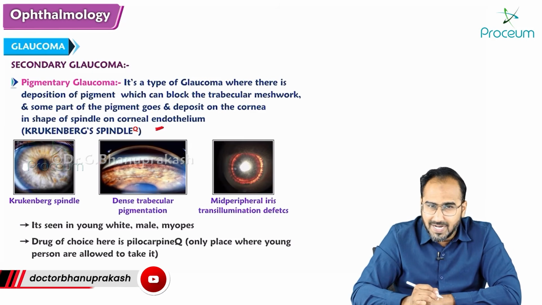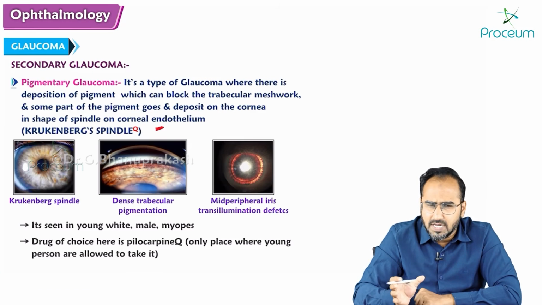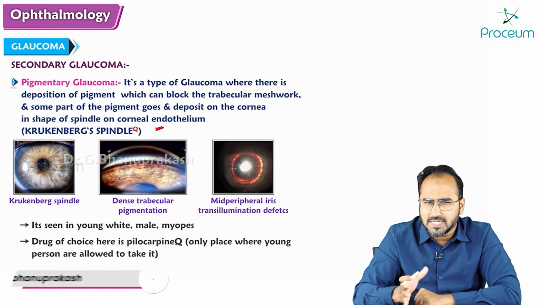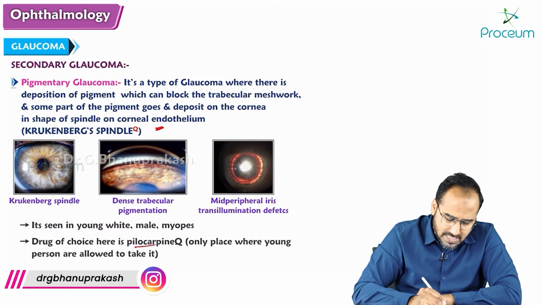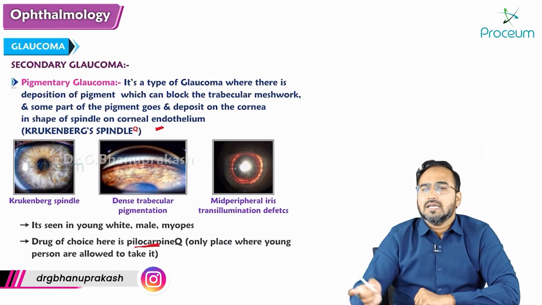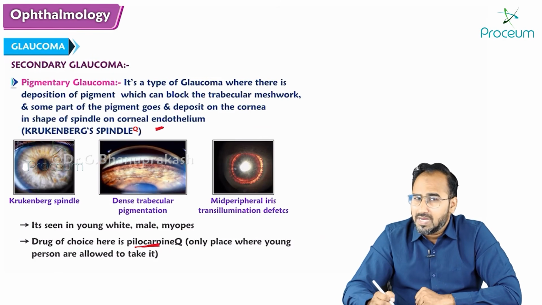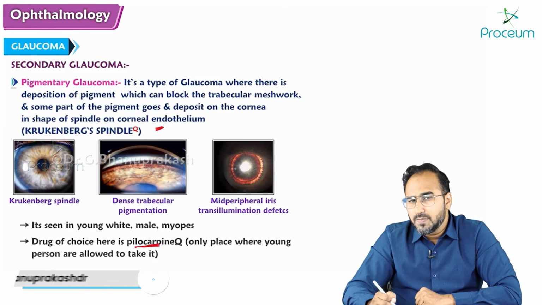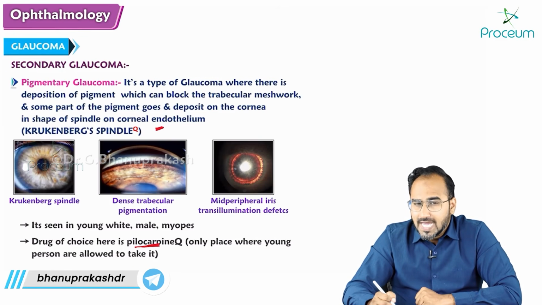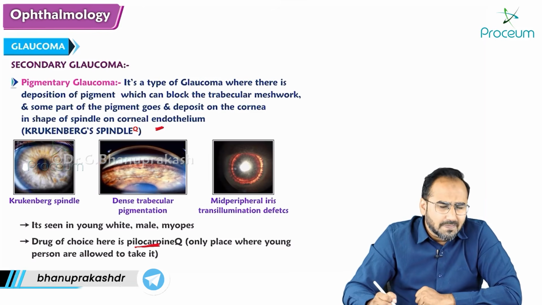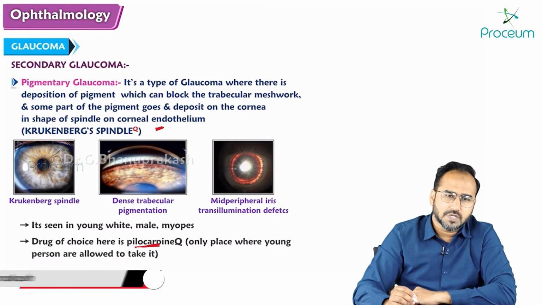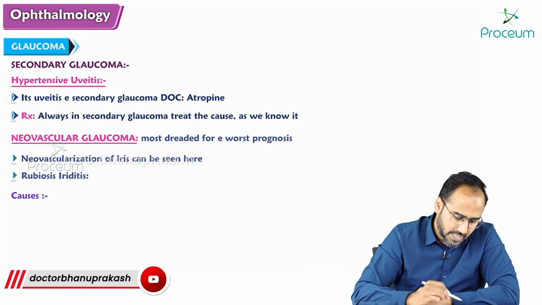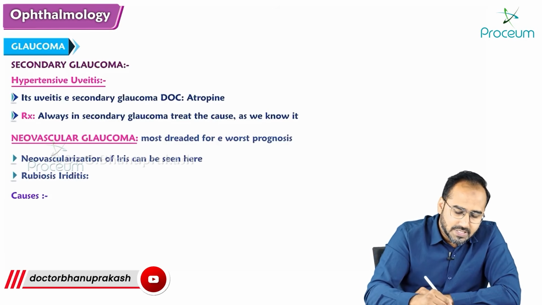If a patient comes with pigmentary glaucoma, just give them pilocarpine. It will open the trabecular meshwork to a very great extent so that the pigment also goes off from there. The drug of choice for pigmentary glaucoma is pilocarpine. Remember guys, pigmentary glaucoma risk is high in young males and myopes. I told you before that in a young patient, if you give pilocarpine, pseudomyopia occurs. But we can take a risk over here. It is the only place where young patients are given pilocarpine. So the drug of choice is pilocarpine.